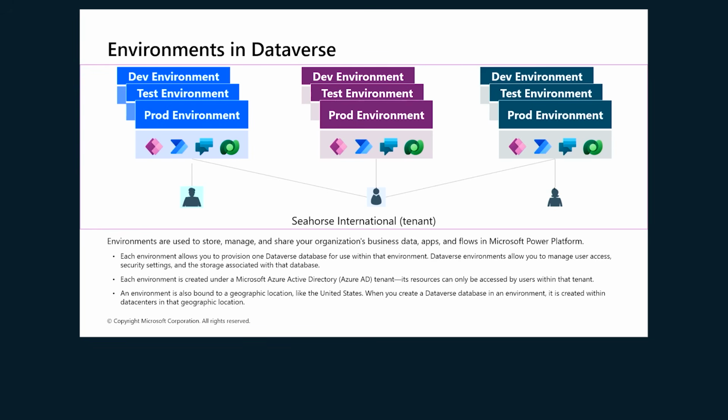Most resources within the environment, including Dataverse data, Power Apps, Power Automate flows, and connectors, are bound to that region. This regional binding supports data residency compliance and can improve performance by reducing latency for users in that region. However, some services or connectors may operate across regions depending on their configuration. This model supports strong governance, role-based access control, or RBAC, and data security. Organizations can create multiple environments to align with business units, regions, or compliance requirements.